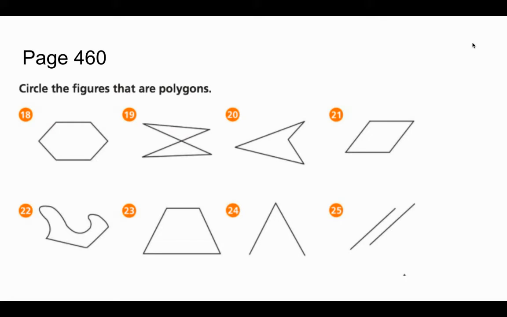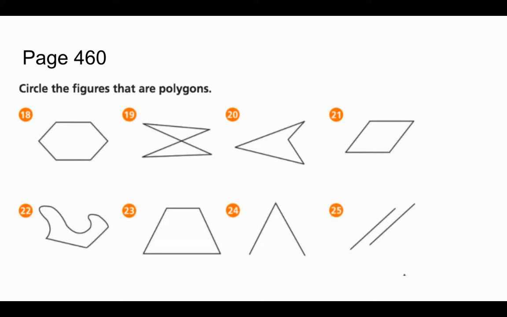All right, let's circle, third graders, the figures that are polygons. Look at number 18. Is that a polygon? How do you know? Well, it has straight line segments. All of the line segments are connected. So it's closed, and the sides don't cross over each other. So yes, it's a polygon. Let's look at number 19. Number 19. The sides are straight. They are connected, but they do cross over each other. So number 19 is not a polygon. Don't circle that one. Okay?